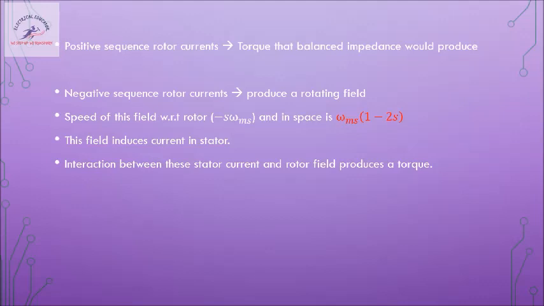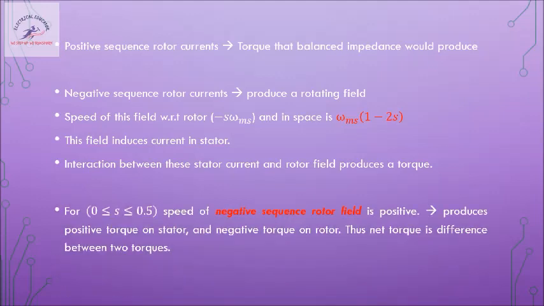is another field which is present, and will also create a torque. So this interaction between these stator currents, that is, the induced negative sequence rotor currents, produces a torque. And whenever this torque is produced, it will also produce a torque in the rotor.